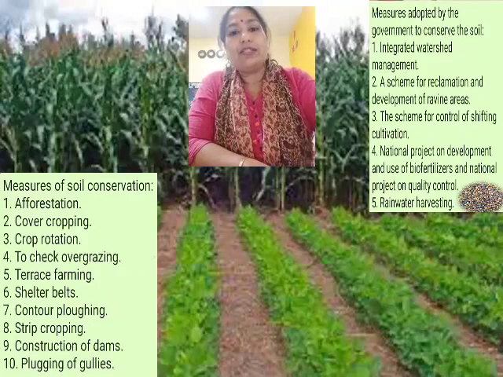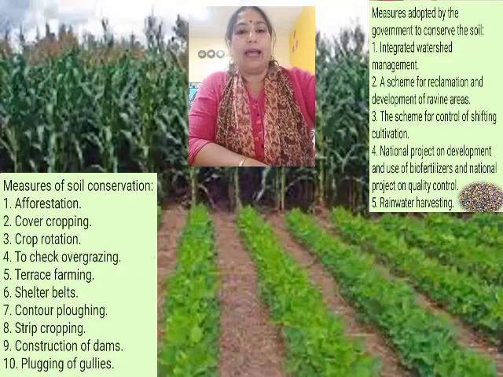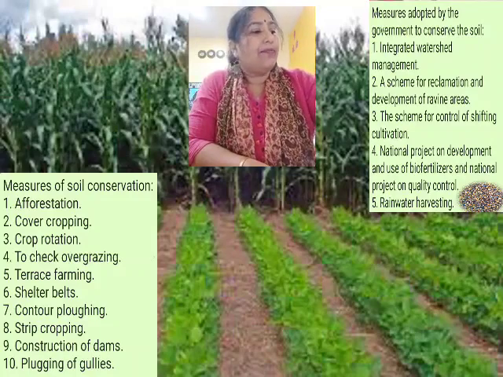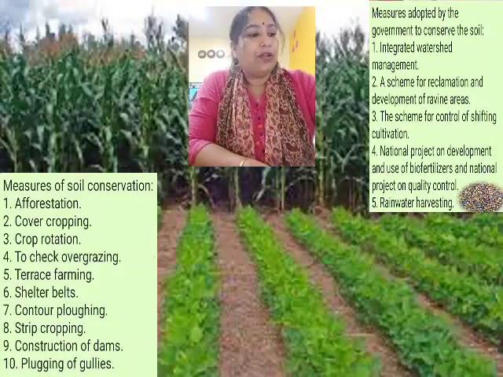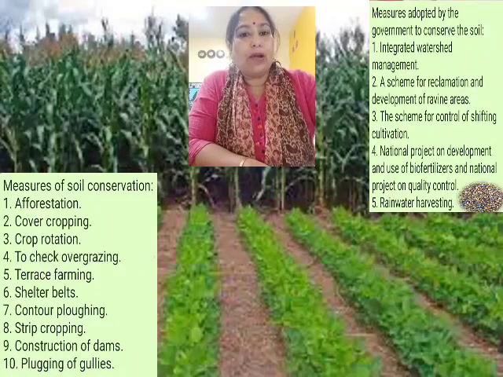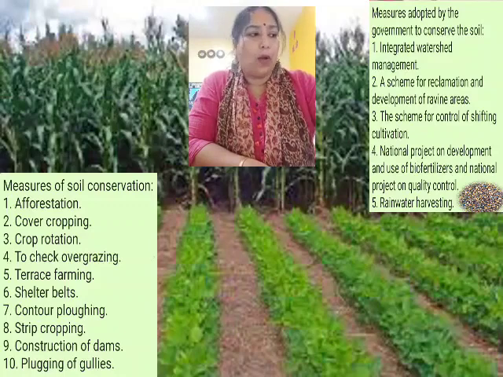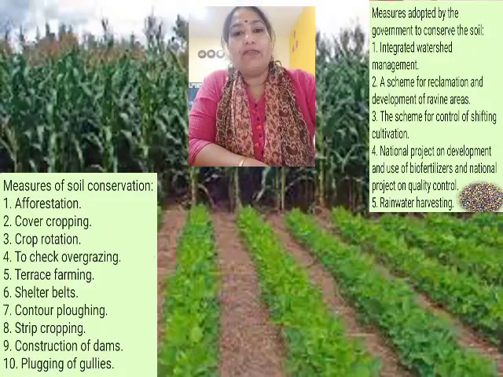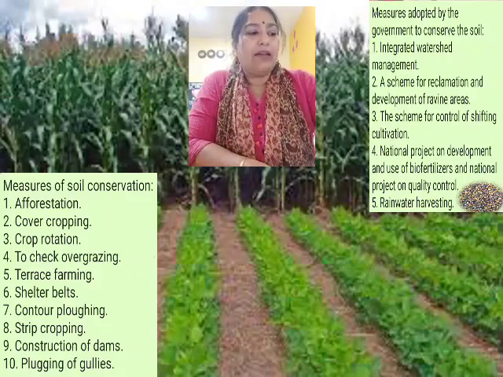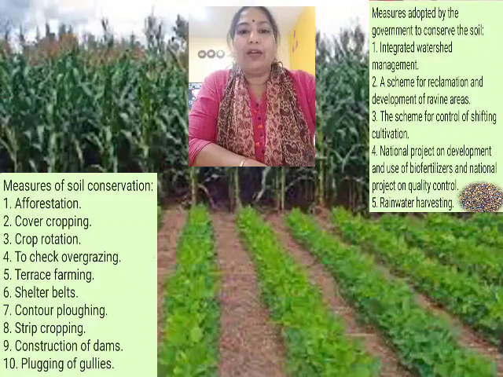Now, many different questions can be formed under the same heading. The questions are like, write the measures to check soil erosion by water. Then the points which you are going to write are, point number 1, that is afforestation. Then point number 5, that is terrace farming. Then point number 7, that is contour plowing. Then point number 9, that is construction of dams. And point number 10, that is plugging of gullies. These were the ways by which you can prevent soil erosion by water.